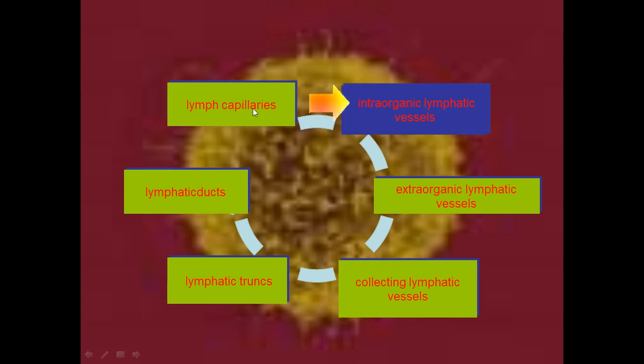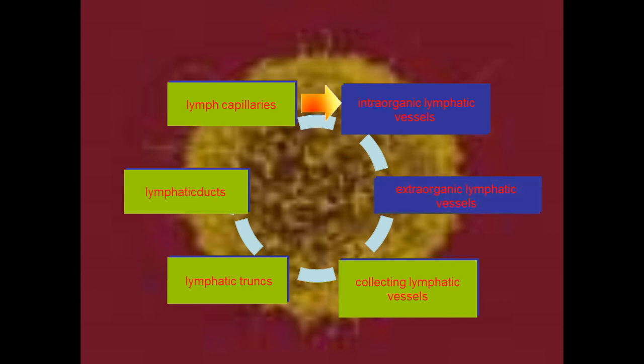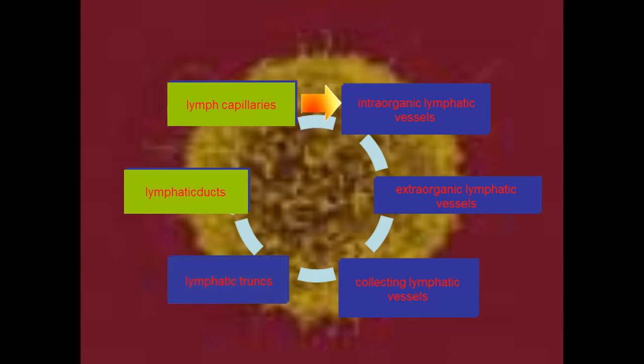So the members of the lymphatic system, we'll repeat again, start from the lymphatic capillaries. Then these lymphatic capillaries empty into the intraorganic lymphatic vessels, then into the bigger diameter extraorganic lymphatic vessels, joining together to form collecting lymphatic vessels, then the lymphatic trunks and lymphatic ducts. About all these members of the lymphatic system we will talk today.